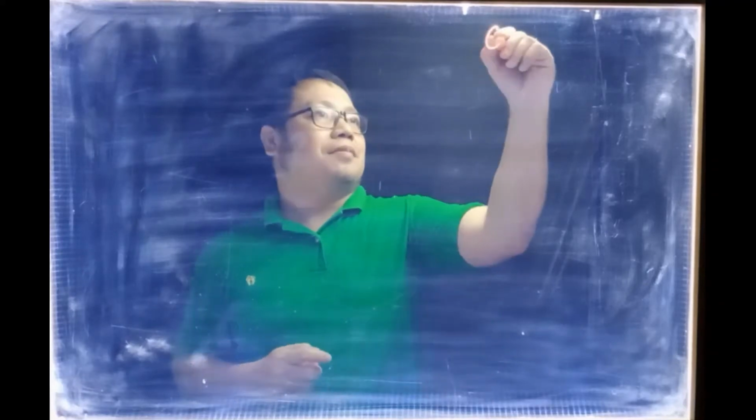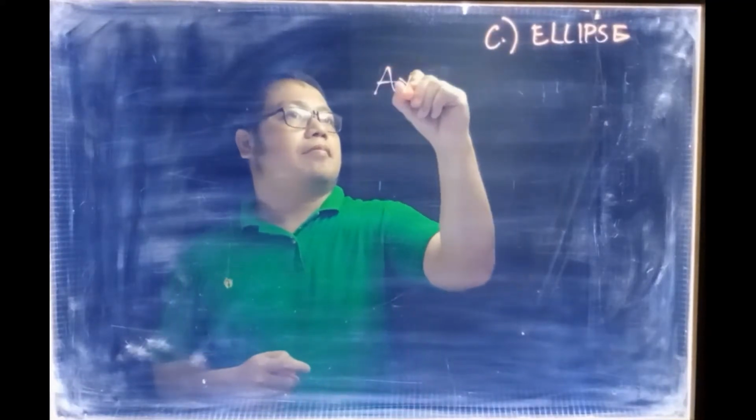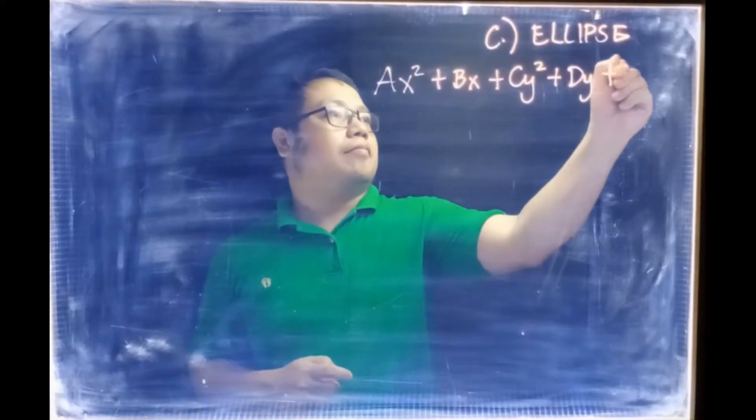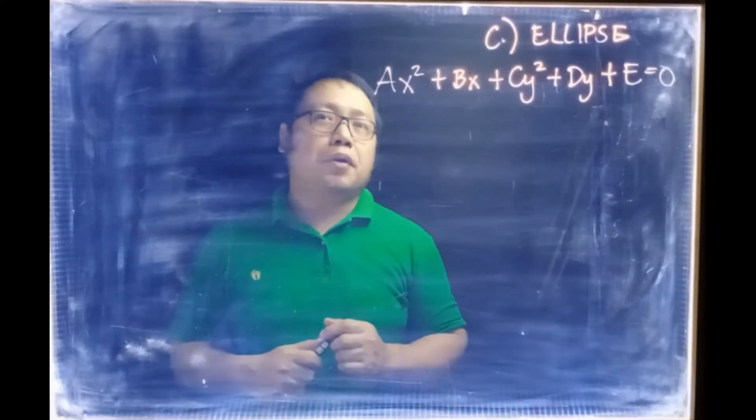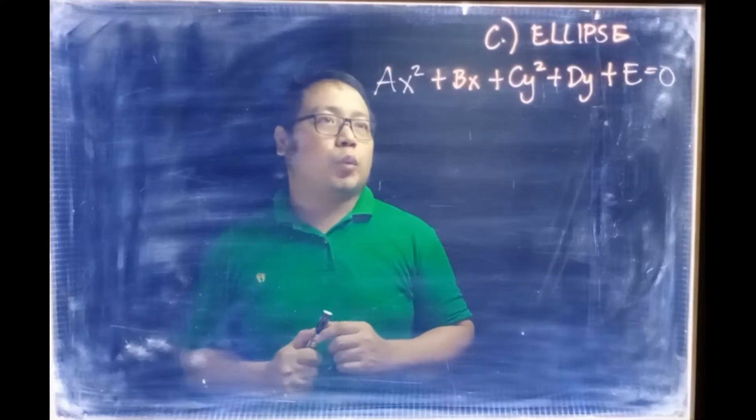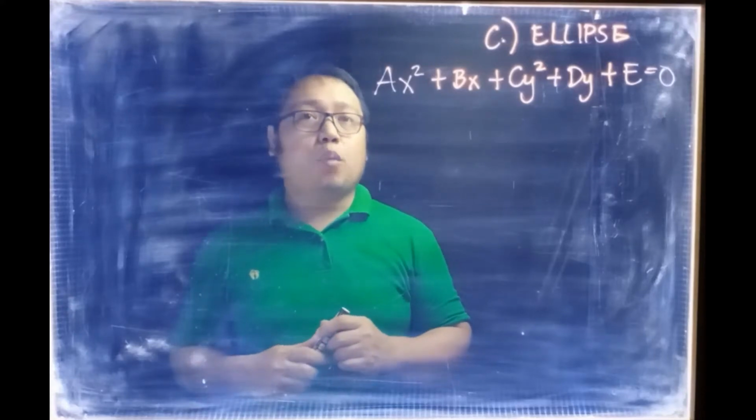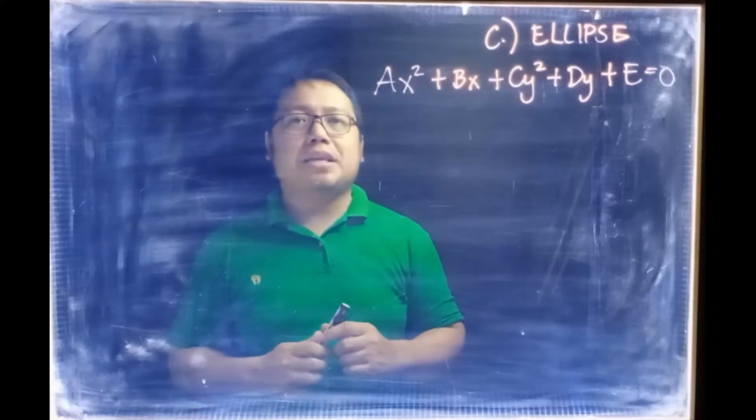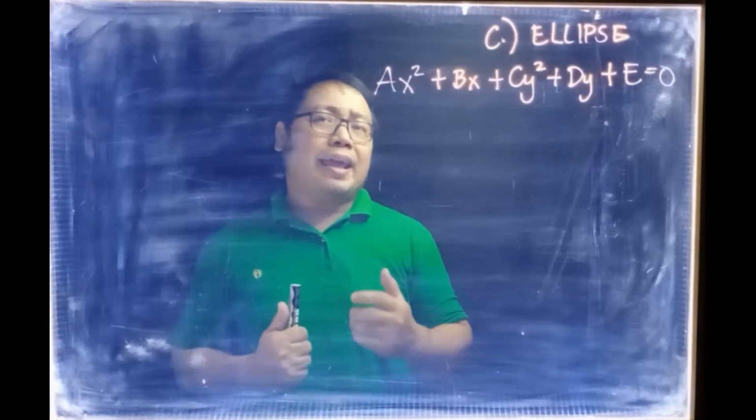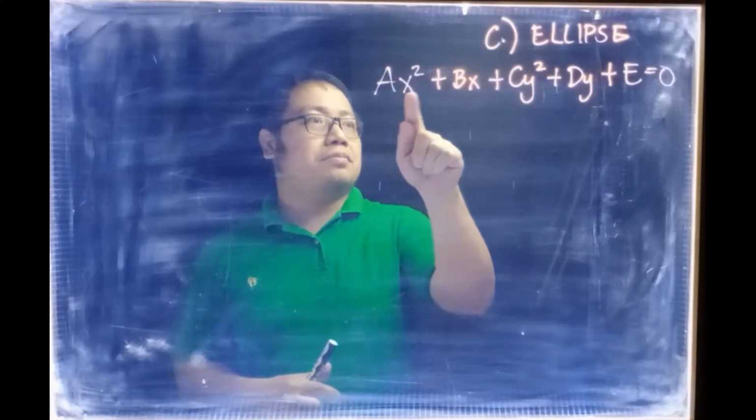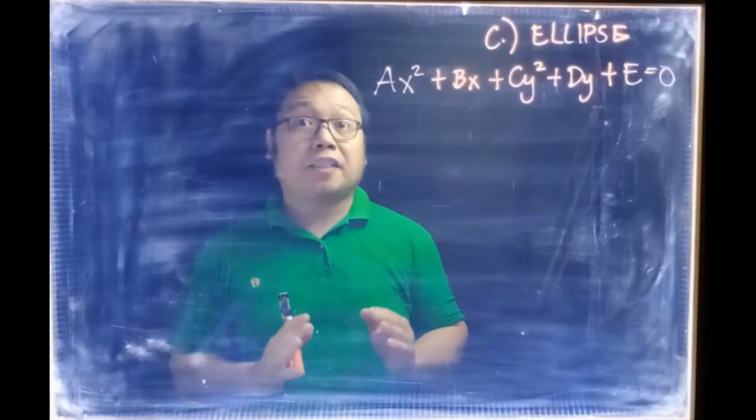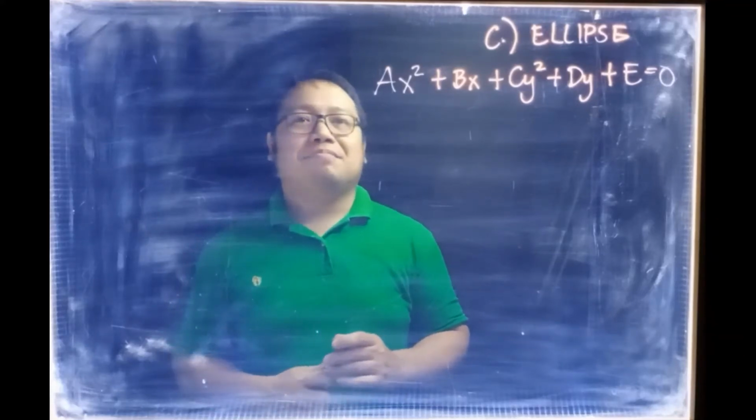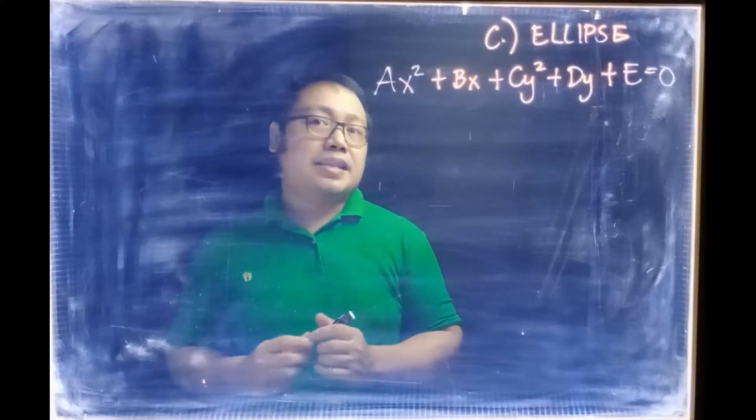Another type of conic section is an ellipse. The equation of an ellipse in general form can be written in this format: ax squared plus bx plus cy squared plus dy plus e equals 0. So when x and y are both squared and the coefficients are positive but not equal, then it is an ellipse. Let's have the first example.